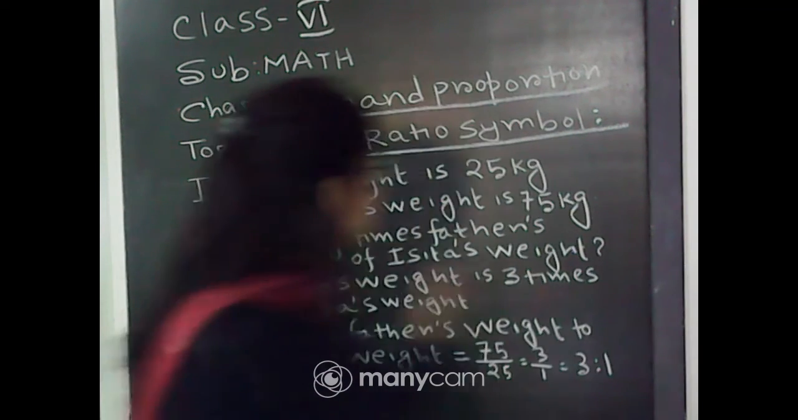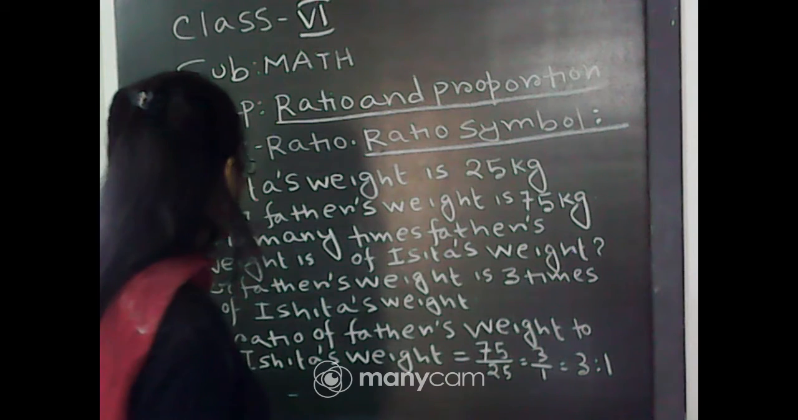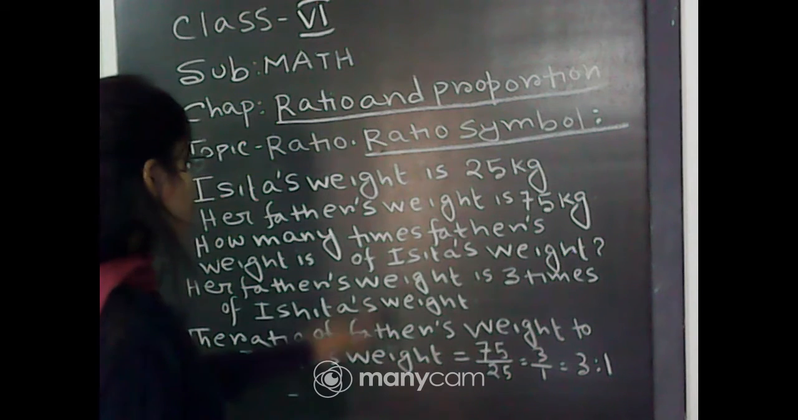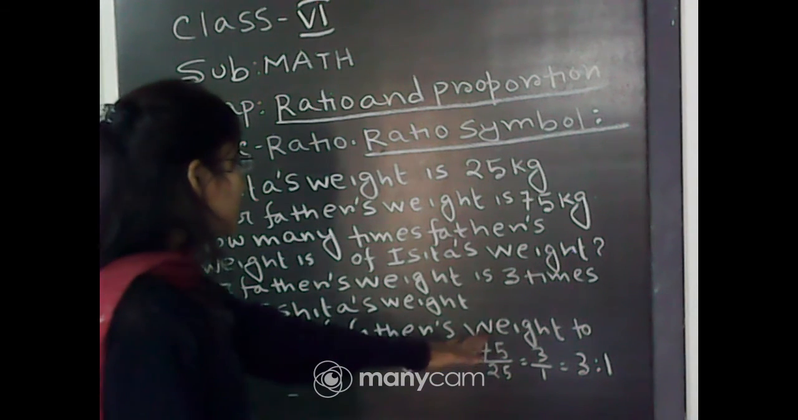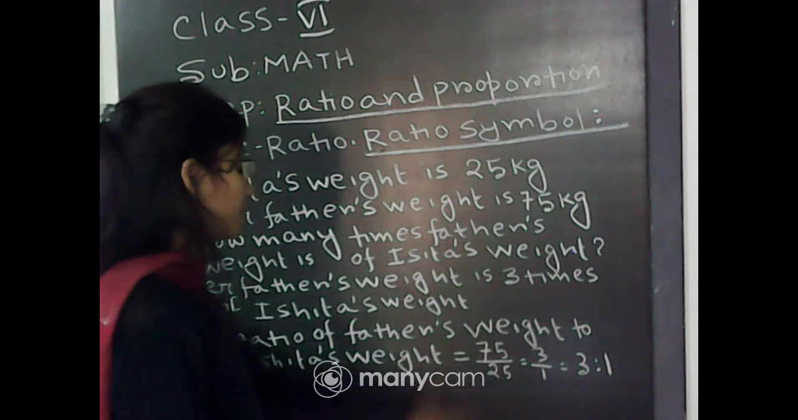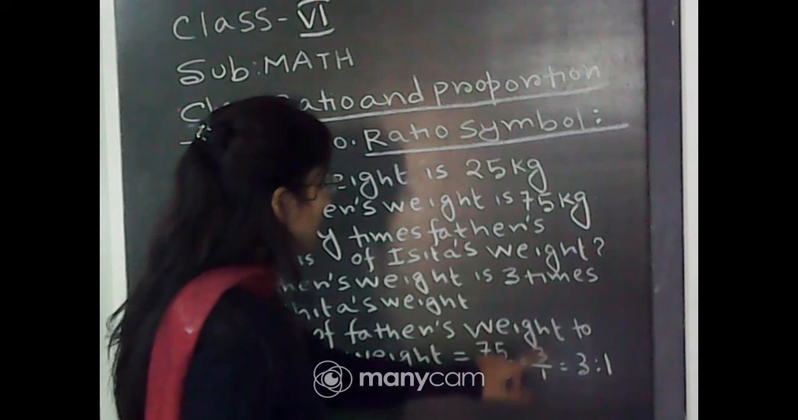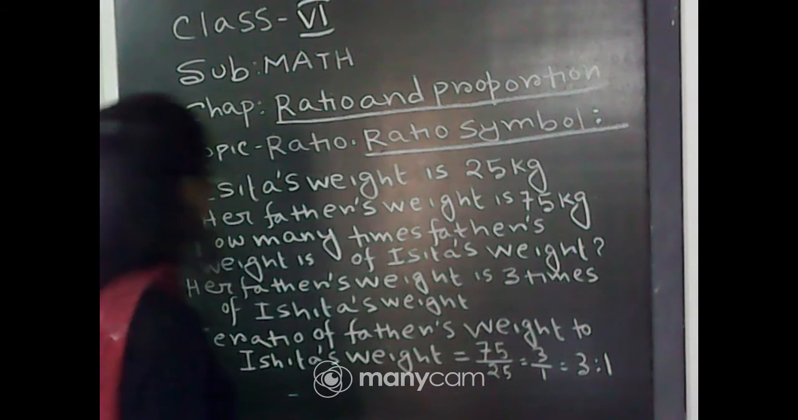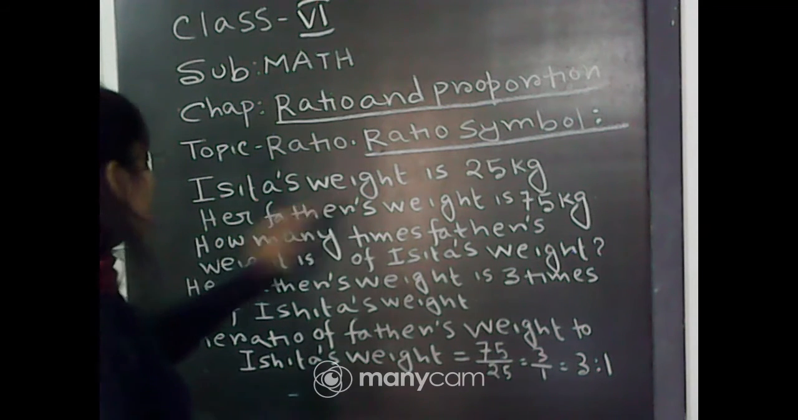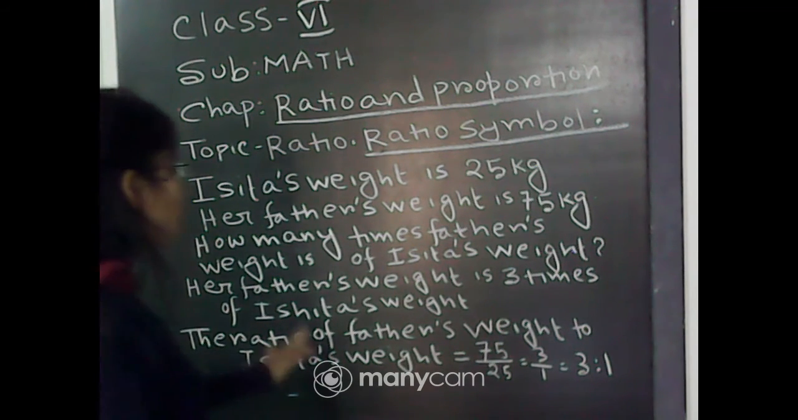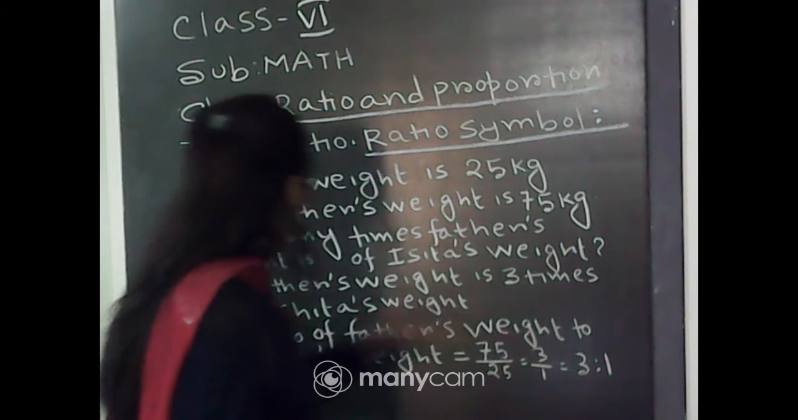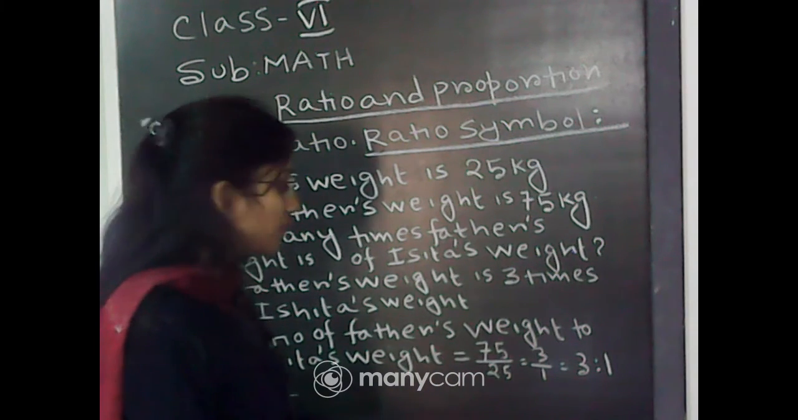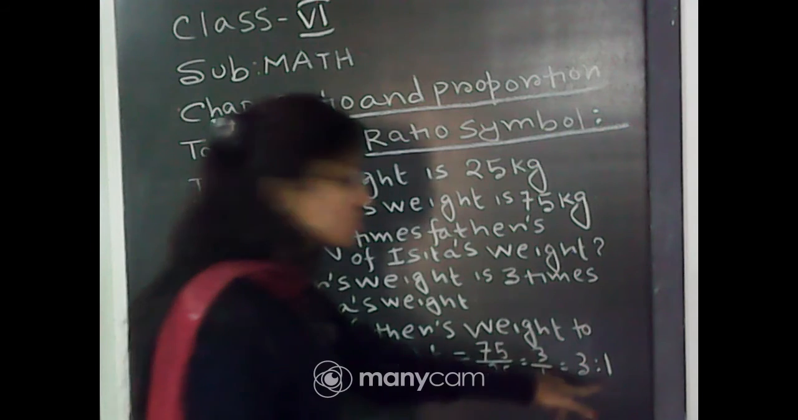Again we consider this example, and we can say that the ratio of father's weight to Ishita's weight is equal to 75 divided by 25. This is equal to 3 divided by 1, which is equal to 3:1.